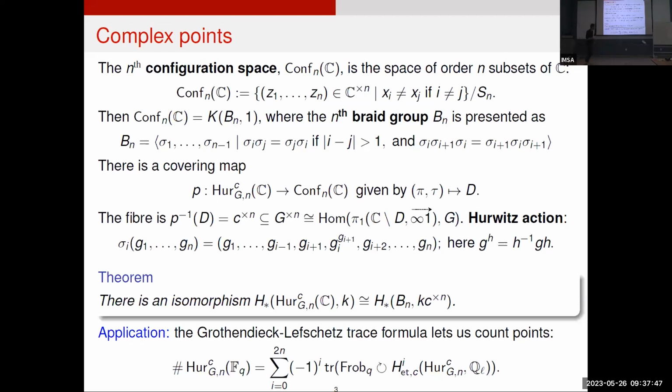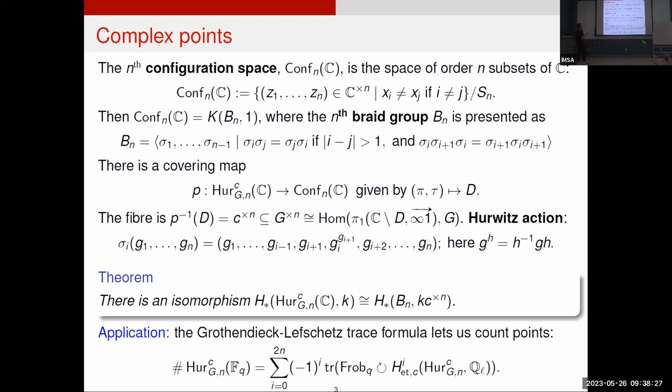It's generated by sigma 1 through sigma n, and sigma i is this braid, the one that swaps the i-th and i plus first strands. And the braids commute if they're far enough apart, which is maybe apparent from that picture. And if they're right next to each other, they satisfy something that's unsurprisingly called the braid relation: sigma i plus 1, sigma i, sigma i plus 1 equals sigma i, sigma i plus 1, sigma i.